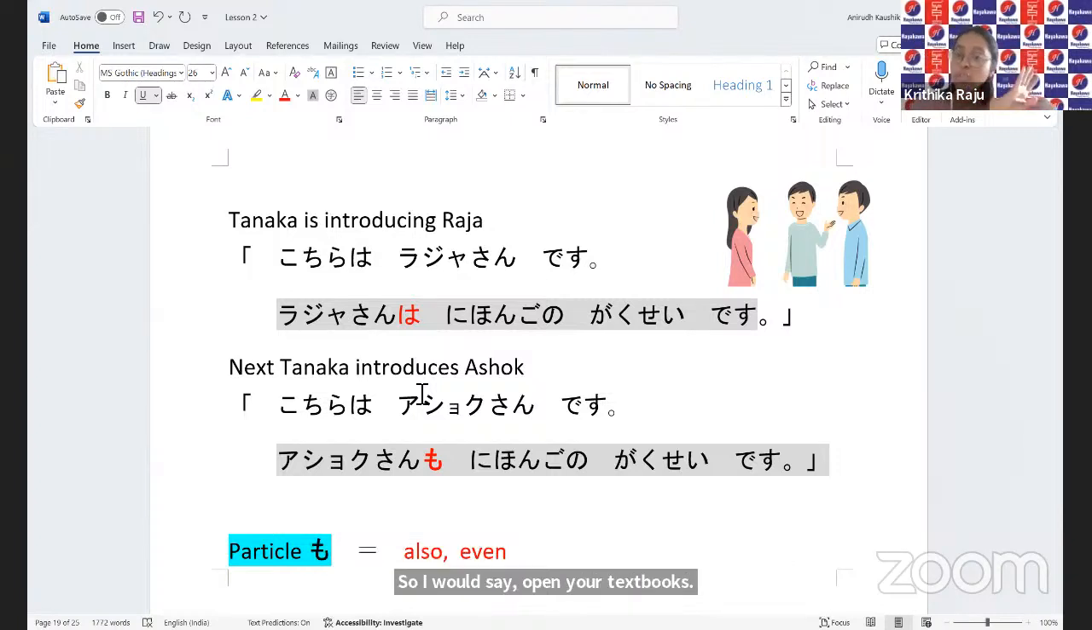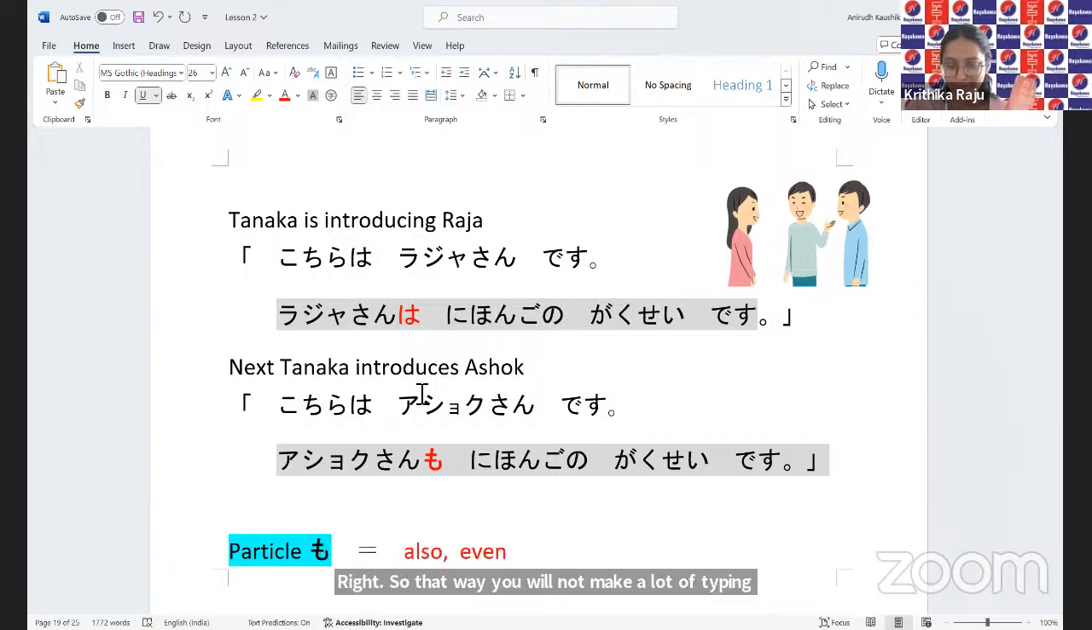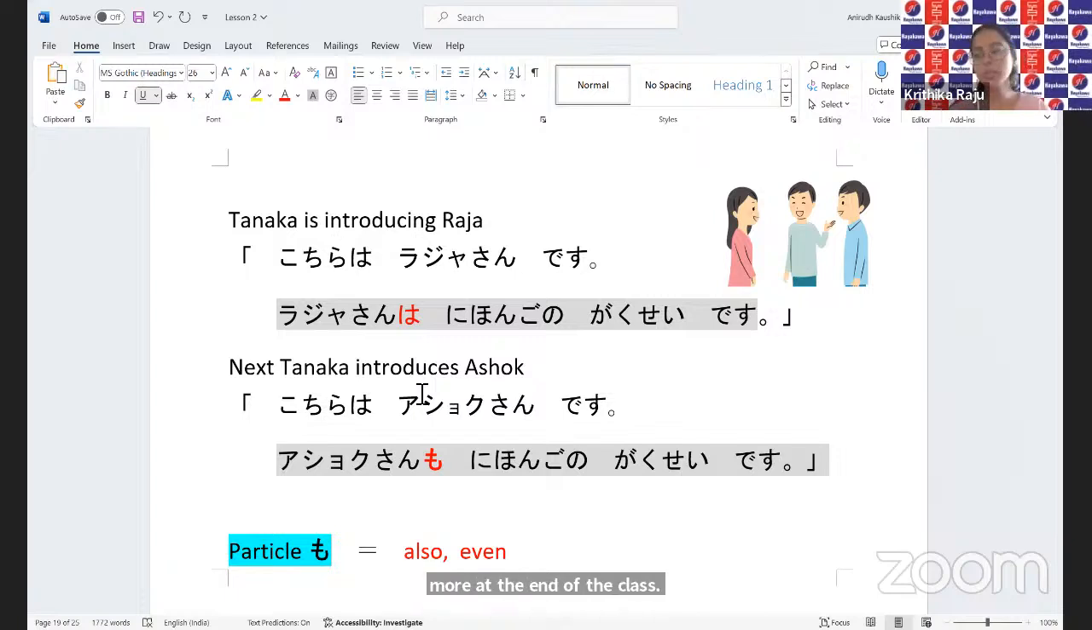It also has Renshu. There's Renshu and exercise. So do both of them first. And then once you get the answers down in your textbook, you will be able to look at them and type. So that is just typing practice, right? That way you will not make a lot of typing errors. So you make sure your grammar is right, and then you make sure your typing is right. I would definitely want you all to do that in that order. I'll talk about the exercise a little bit more at the end of the class, because I will have to stress how important that is. Now we'll continue with the rest of the grammar.